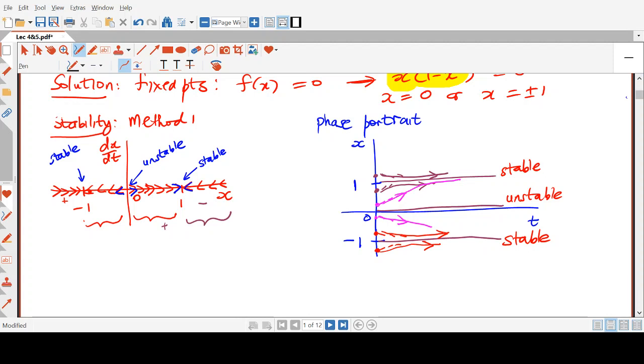Now, let's use method 2, and you decide which one is more efficient. Method 2, this is the derivative test.